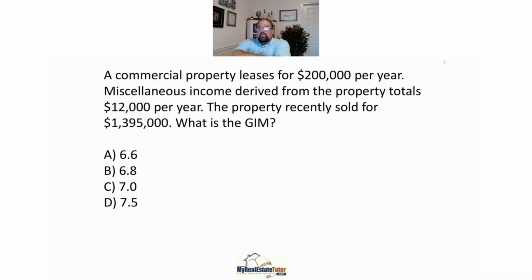All right, a commercial property leases for $200,000 per year. Miscellaneous income derived from the property totals $12,000 a year. The property recently sold for $1,395,000. What is the GIM? Okay. Somebody type in what GIM stands for. What does GIM stand for?